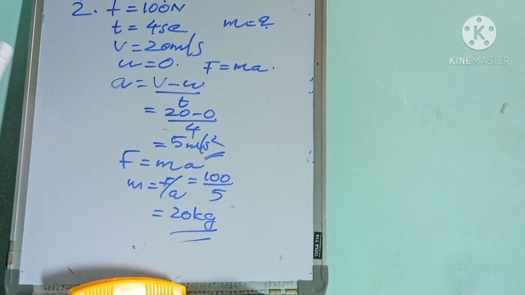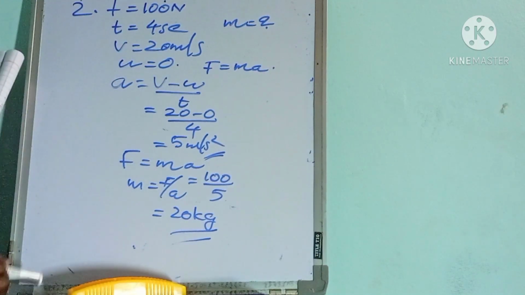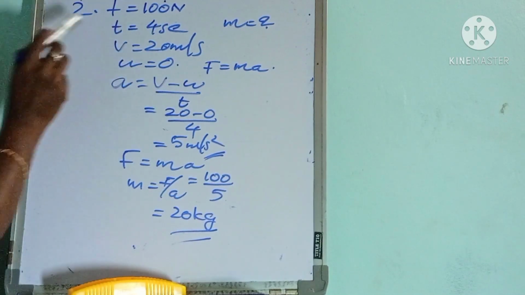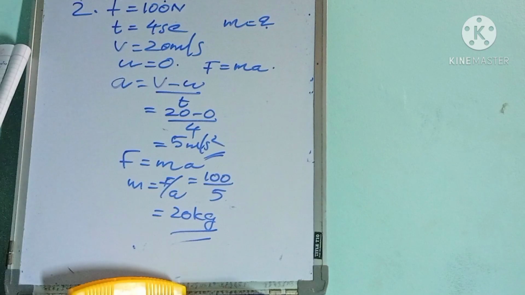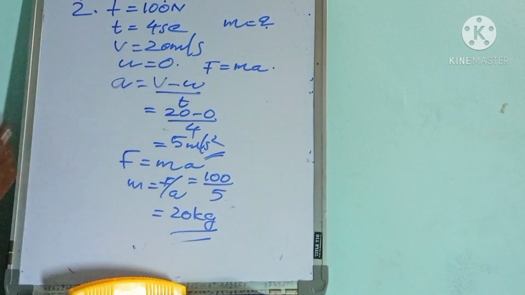Here a force of 100 Newton acts on a certain mass for 4 seconds. So force is 100 Newton and this force acts for a time of 4 seconds, so the time t is 4 seconds. This force gives the body a velocity of 20 meter per second, so the velocity v is equal to 20 meter per second. Also we have to find the mass. And the body was initially at rest, so u equal to 0. To find the mass we consider the relation F equal to ma. From that we can write m equal to F by a.